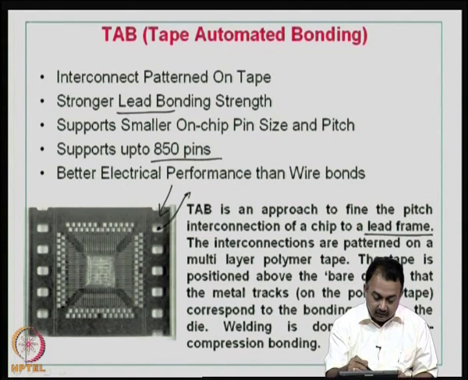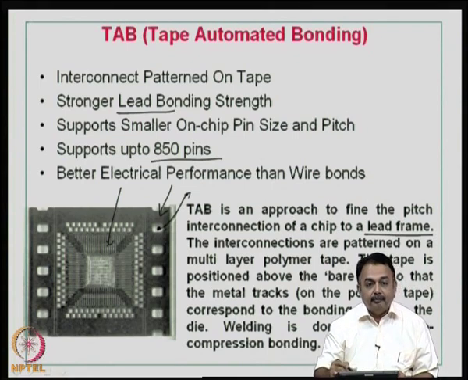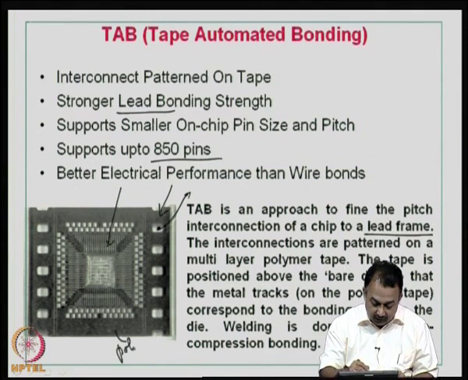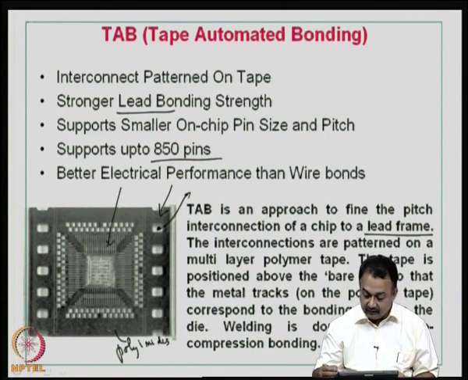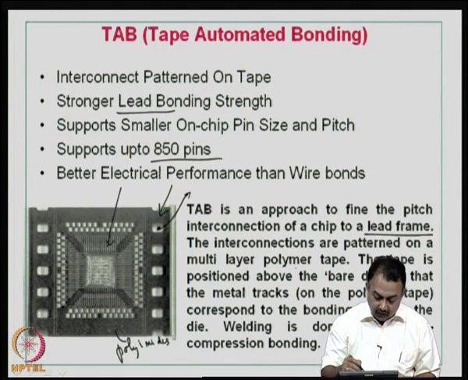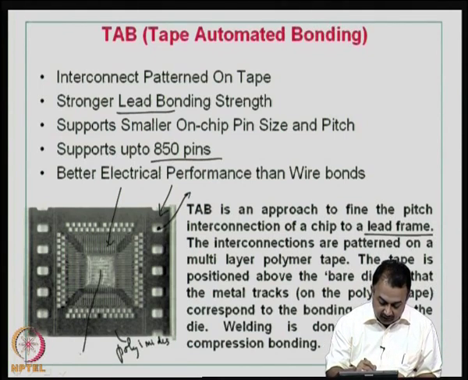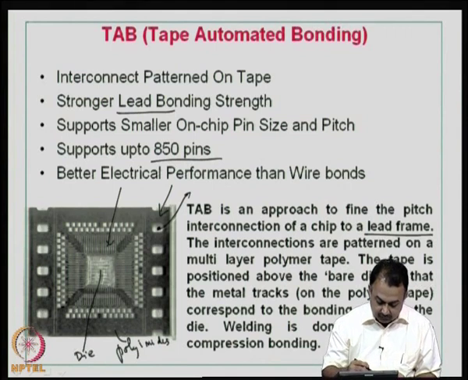The interconnections, so you can see in this figure that these are the lead frames on 4 sides of the tape. This tape is basically a plastic material. Typically we use polyimides, okay, or some other form of plastic material. Now, in the center here you see the die. Okay. So, there are 3 entities here.